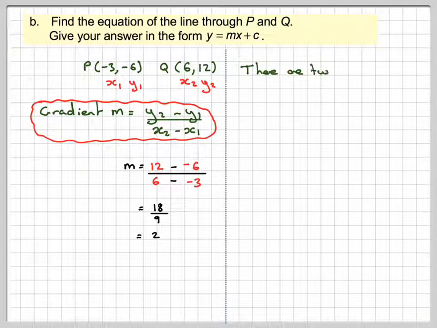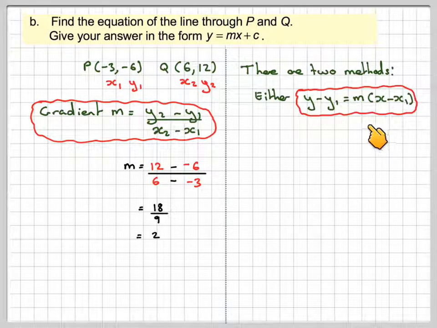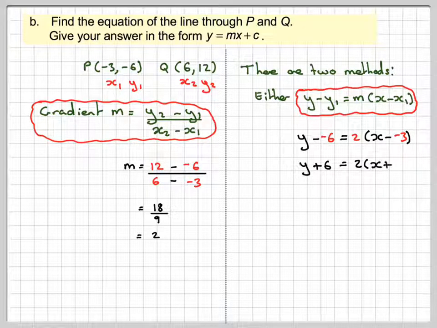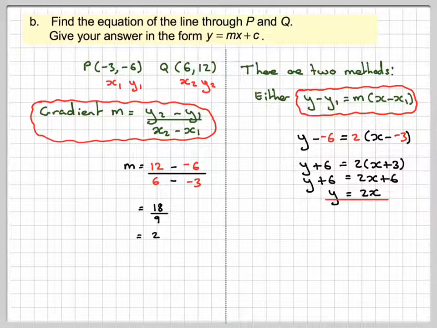Right, now there are two different methods of finding the equation of the line. One is using y - y1 = m(x - x1). You only need to use one pair of coordinates. I've used x1 and y1 in this, but you could have used these as well, and that would be easy because they're positive. So y - -6, be careful with the signs, equals gradient 2 times (x - -3). That gives y + 6 = 2(x + 3). Expanding the bracket, we get y + 6 = 2x + 6. Subtracting 6 from both sides, y is just equal to 2x. There's no c, it goes through the origin.